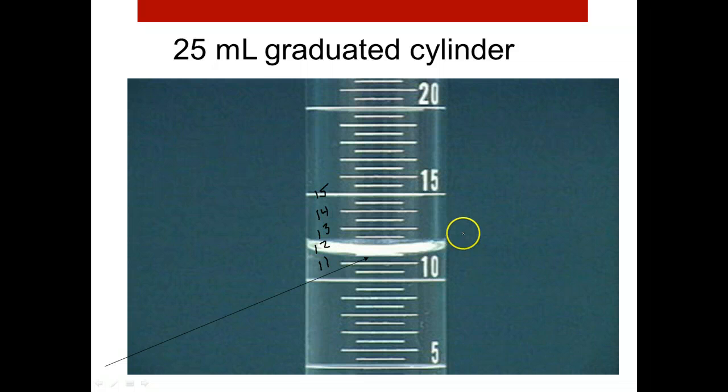So we can read this to 11.5, and we know that. That's not an estimate. We're not guessing that that's 5. We can see that it's right there on that line. So we need to go in and put a 0, and then add our unit. So in this case, this 0 is our estimated digit.